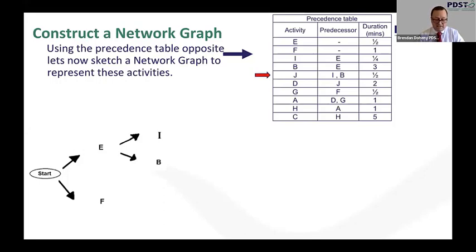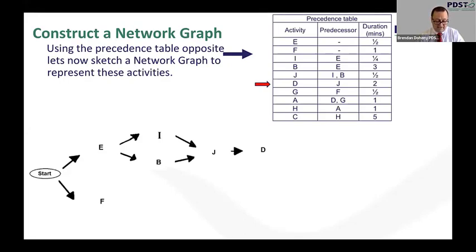Activity J has 2 predecessors, I and B. So we take an arrow from I and an arrow from B, both leading to J. Activity D follows activity J. J is its predecessor, so we connect an arrow from J to D.